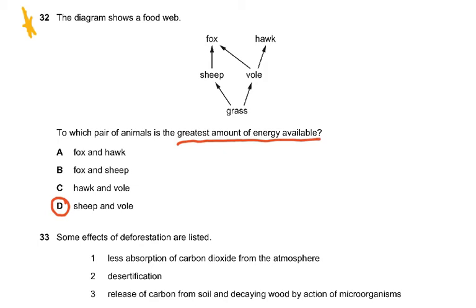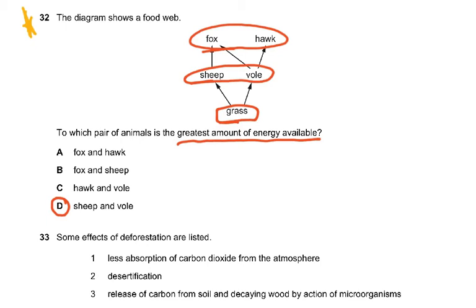Greatest amount of energy available, you see, what is the syllabus point? Energy decreases as we go along the food chain. So primary consumers have the most energy, and then secondary consumers have less and less, and so on. So the sheep and the wool, you see, grass is the producer, that's got all the energy. Now the sheep and the wool are the primary consumers, then the fox and the hawk are the secondary consumers. So as we go along the food chain, energy is decreasing.